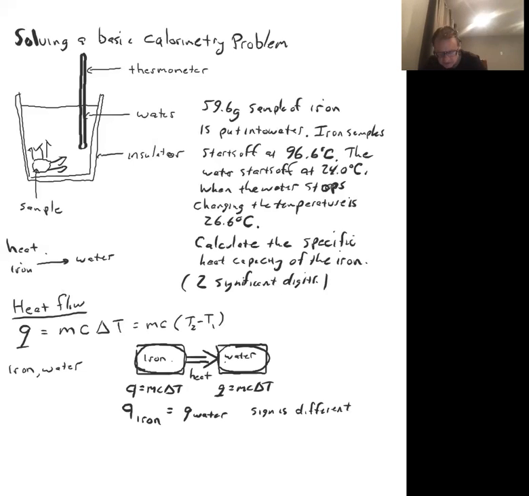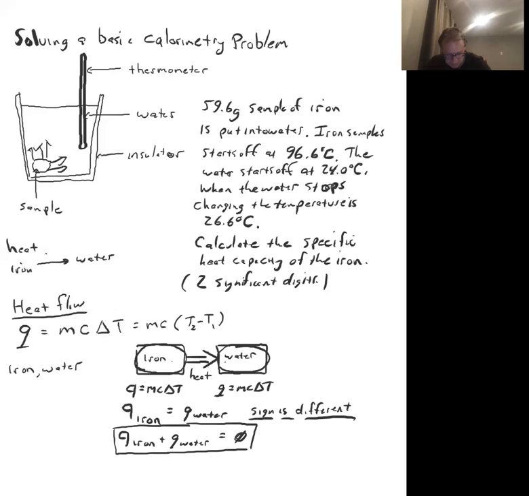Okay, that's an important issue, right? If heat comes in, that's positive. If heat goes out, it's negative. So here's the way this is dealt with mathematically. Q iron plus Q water equals 0. Okay, this is the equation essentially you want to start with.